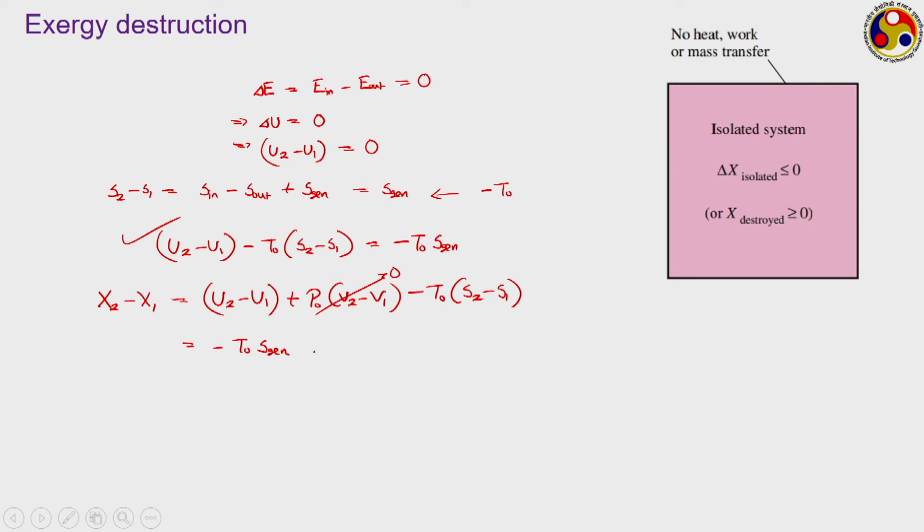Now, here T naught is the absolute temperature of the surrounding, and entropy generation. So, absolute temperature is always a positive quantity. Similarly, entropy generation is also a positive quantity. So, what does that mean? Your x2 will always be less than x1, that is, exergy of an isolated system can only reduce or decrease, and therefore, this principle is known as the principle of exergy destruction.